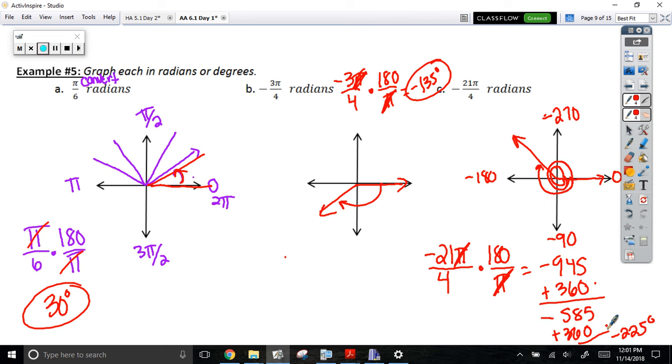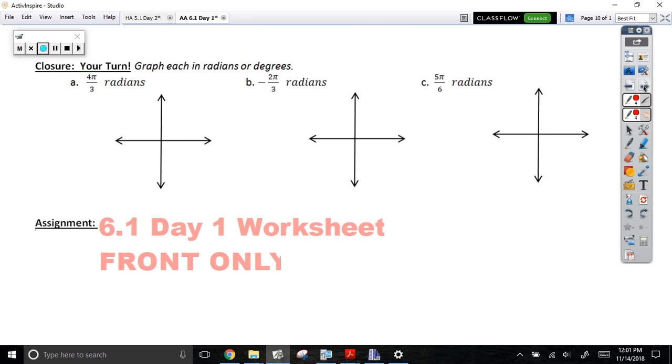All right, try your closure problems. Your homework assignments are all worksheets in the trig unit, so no book required. Please be aware, a lot of them are fronts only. So tonight, the next page in your packet is your homework. You're only doing the front of it. The back of it is tomorrow night's homework. You don't know how to do it yet. We'll get 3 of you to the board to graph these closure problems.